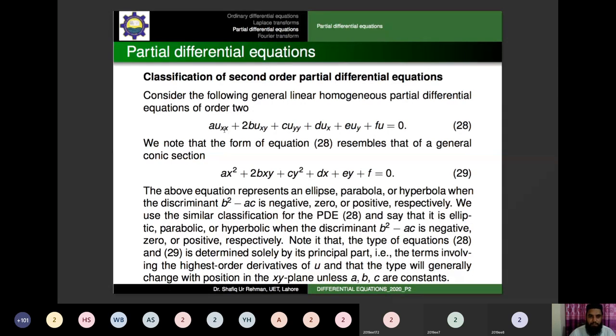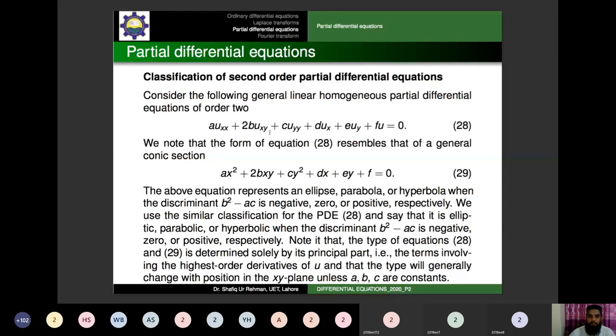Double derivative with respect to x, mixed derivative of u with respect to x and y, double partial derivative of u with respect to y. So A, B, C play a vital role because they are the dominant terms, the coefficients of the highest derivatives. So based upon this expression, B square minus AC, A, B, C are the coefficients of the highest derivatives in this second order partial differential equation.